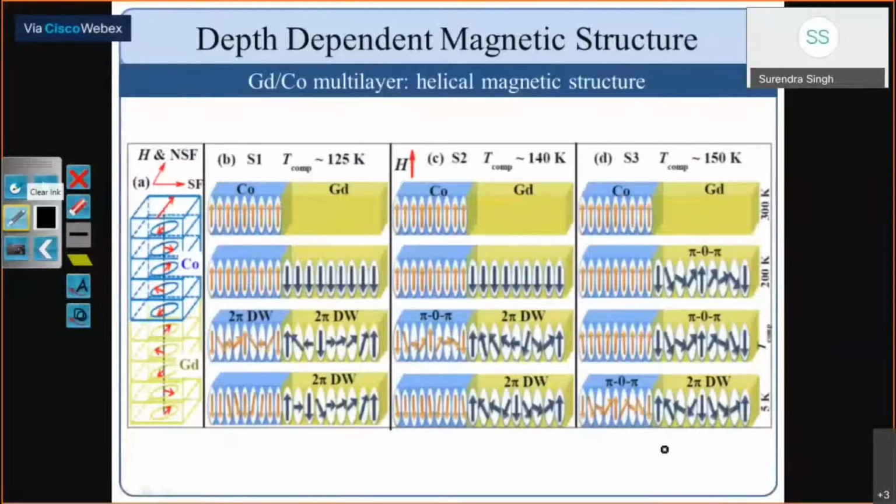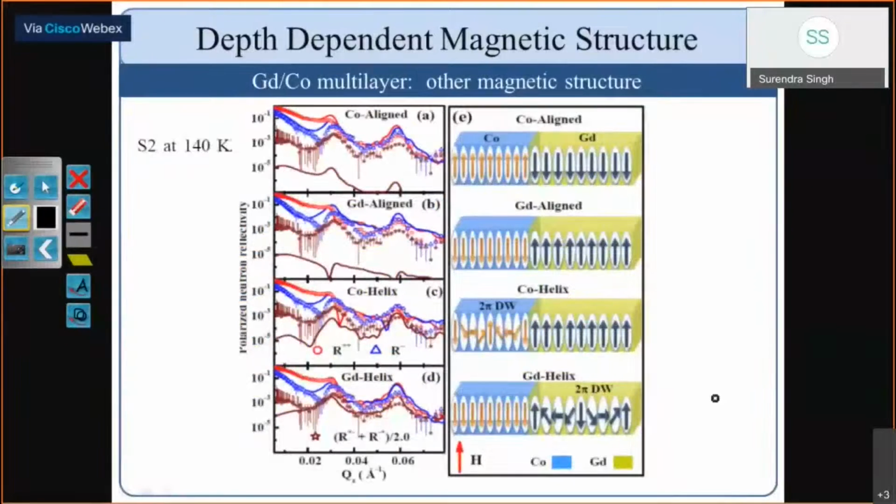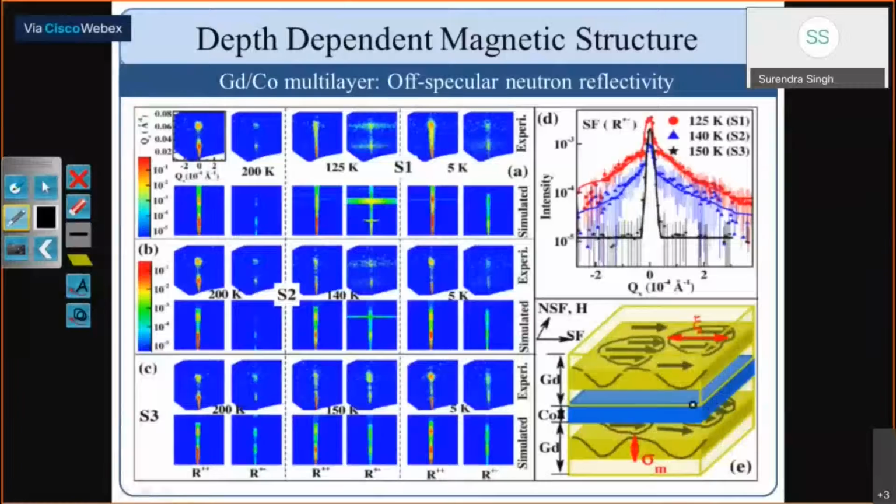So we found at the compensation temperature we had a helical structure where all the moments are changing as a function of depth in both Gd and cobalt, and this has wide implications from an application point of view. One can think of a lot of applications if we get this kind of helical structure in these kinds of systems.